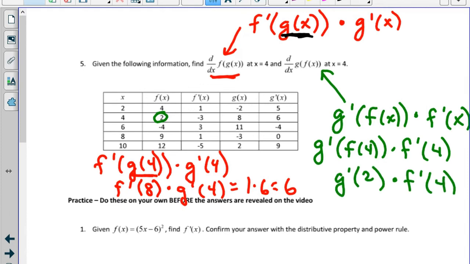So now let's figure out what those are. So g prime of 2 is 5. F prime of 4 is negative 3. So my answer to this is negative 15. So the derivative of g of f of x at x equals 4 is negative 15.